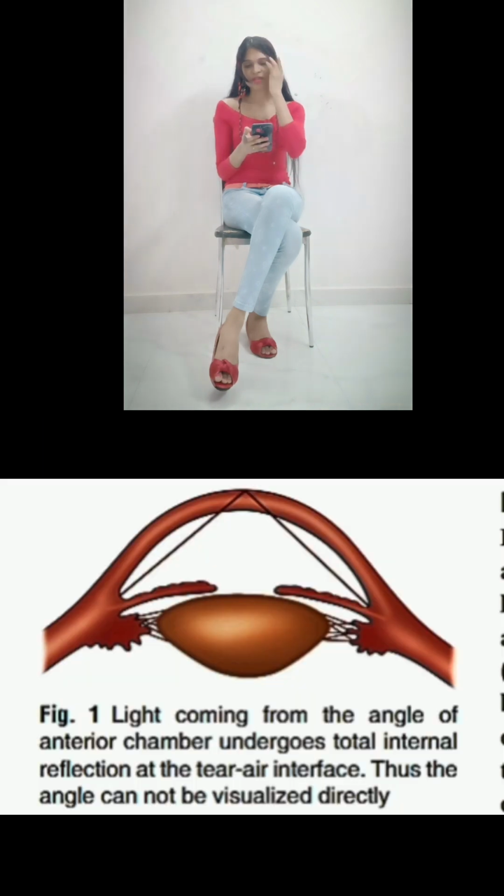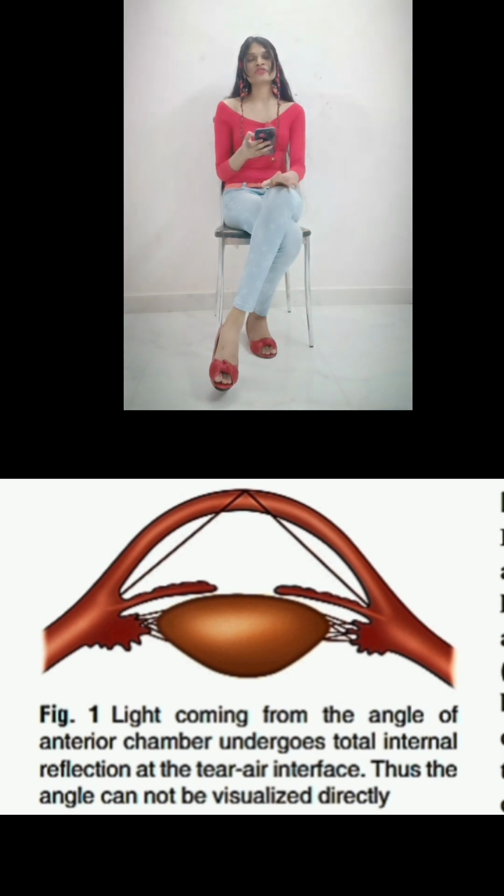Figure 1. Light coming from the angle of the antechamber undergoes total internal reflection at the tear-air interface. Thus, the angle cannot be visualized directly. So in figure 1, they are explaining why we cannot see the anterior chamber angle normally because of the phenomenon that is called total internal reflection.